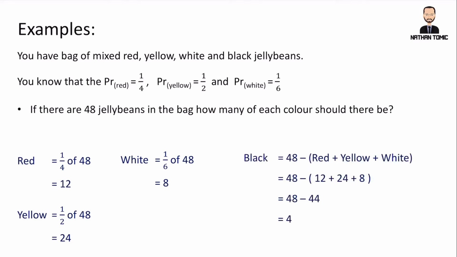So there is our equation: 48 minus the reds and yellows and whites added together, which becomes 48 minus 12 plus 24 plus 8 that we worked out on the left-hand side there, which of course is 48 minus 44, which means the leftover is 4. So that tells us that the black jelly beans must make up 4 of the total that we have available.